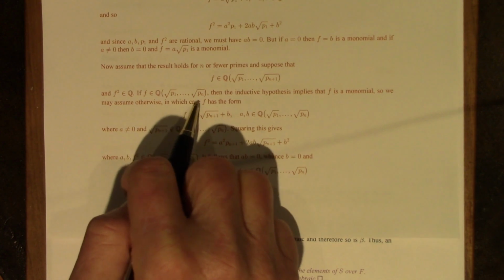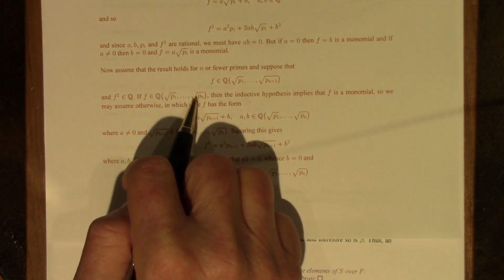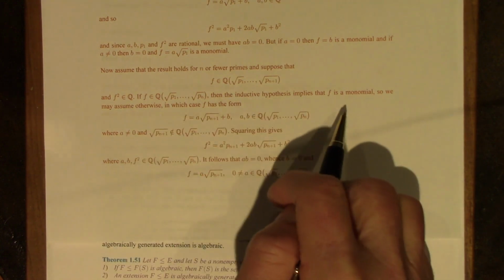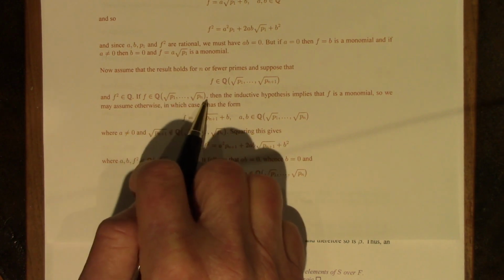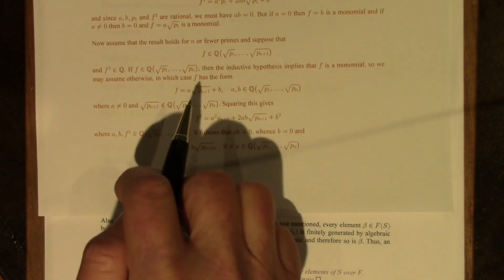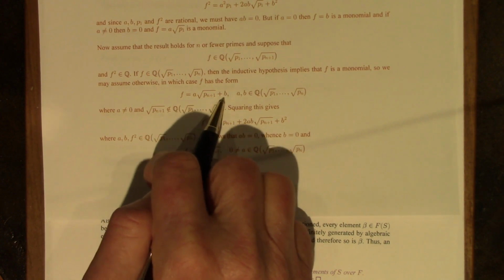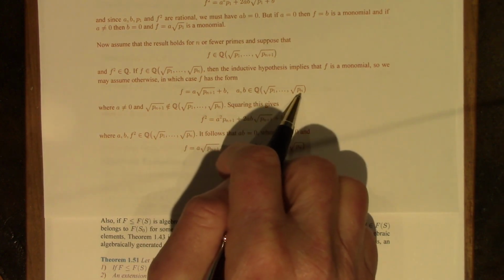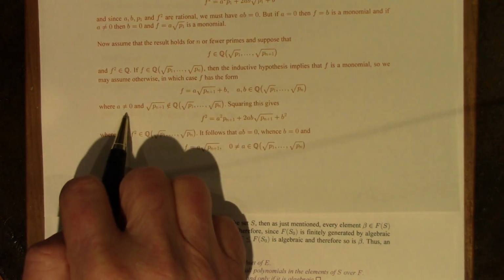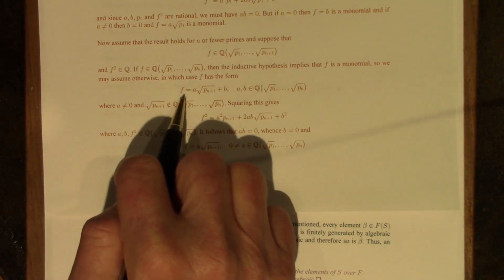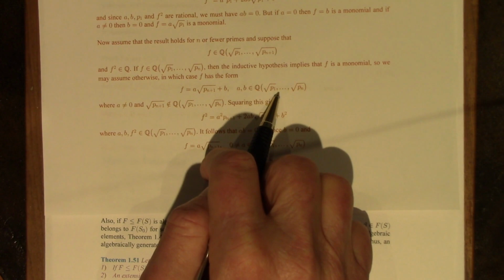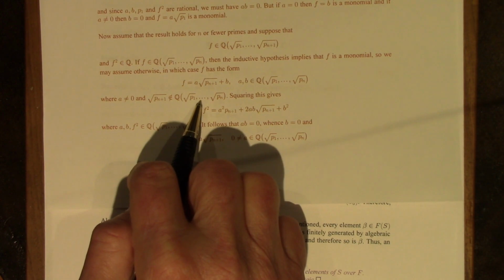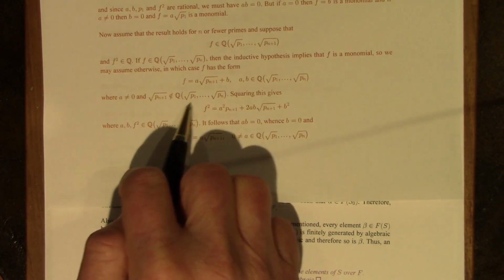So we assume f belongs to this larger field, and we assume that f squared is rational. If f belonged to the smaller field with only n primes, then the inductive hypothesis applies immediately, and we know f is a monomial. So we can assume that f does not belong to the smaller field. That means f has this form where a and b belong to the smaller field, but a is not 0, because if a were 0, then f would be b, which would belong to the smaller field. Square root of Pn plus 1 does not belong to the smaller field, because then f again would belong to the smaller field.